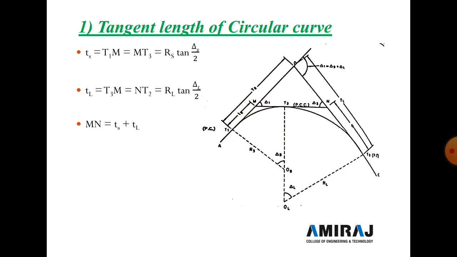Similarly tl, this side, is equal to RL tan delta L divided by 2. We take half of this triangle and apply the trigonometric formula: tan delta L by 2 is tl divided by RL. So tl is equal to RL tan delta L divided by 2. So MN is the total length, ts plus tl. Both equations are written here: MN is equal to ts plus tl.